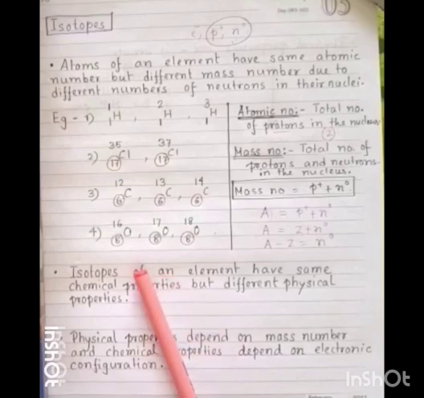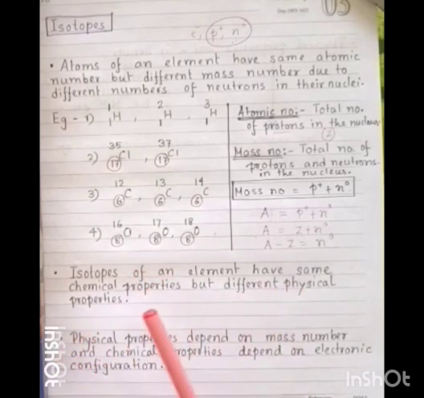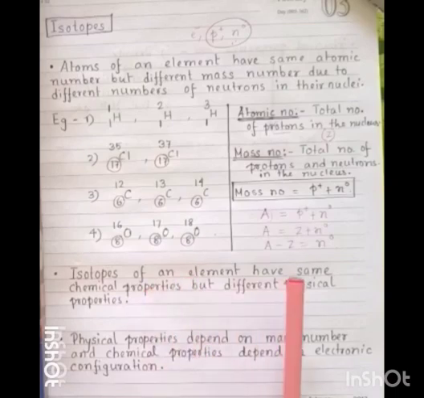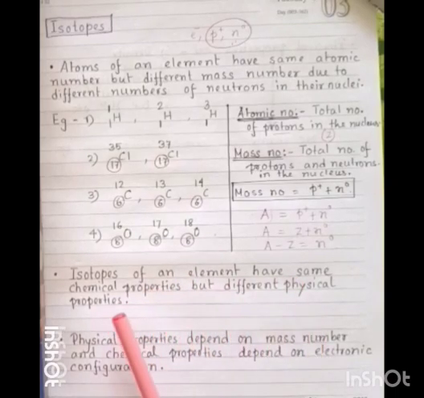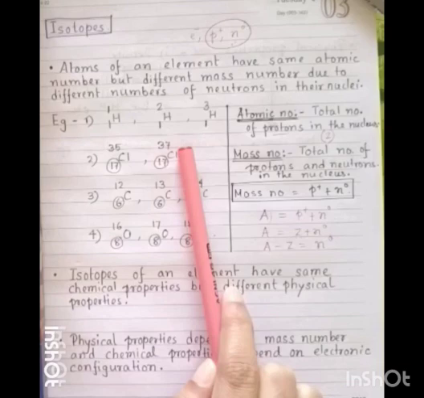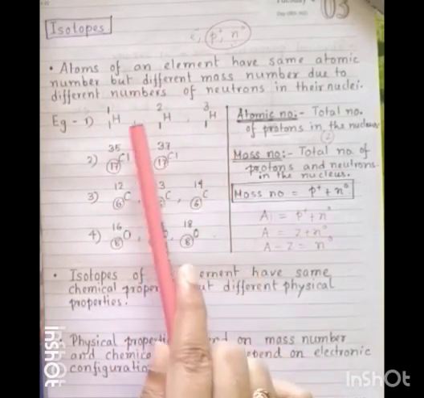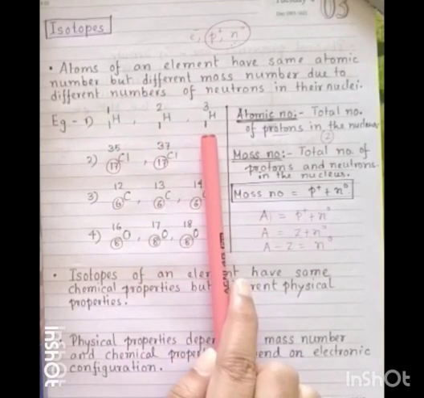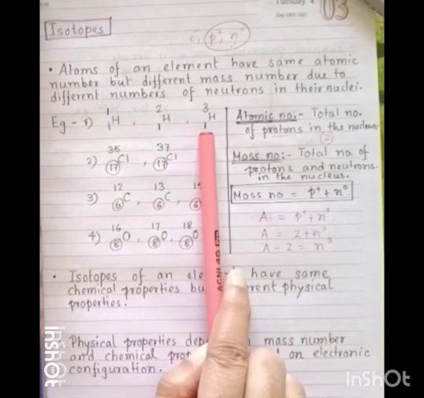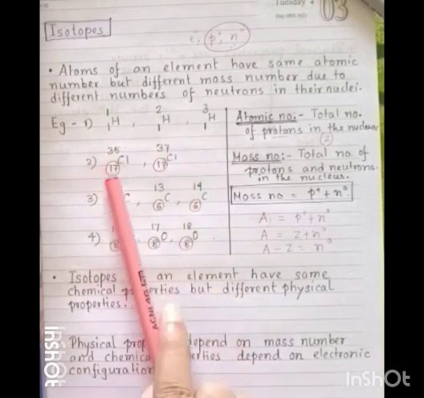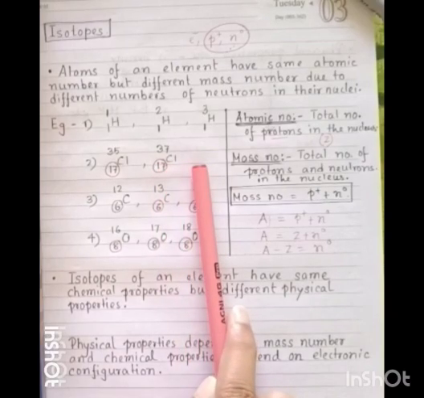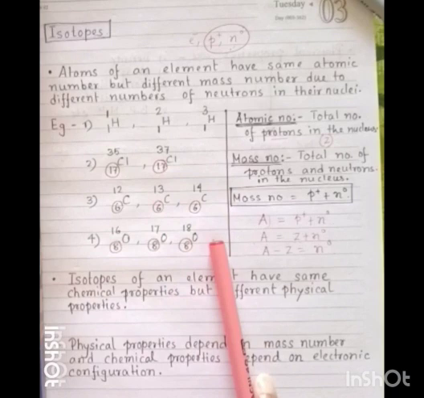Now we will learn about the properties of isotopes, physical properties and chemical properties. Remember that isotopes of an element always have the same chemical properties but different physical properties. Let's understand with a suitable example. If we consider the isotopes of hydrogen, you can see 3 atoms of hydrogen written here, and these 3 hydrogen atoms will always have the same chemical properties. If we consider the chlorine isotopes, all the chlorine isotopes will always have the same chemical properties, and the same goes for carbon and oxygen isotopes also.